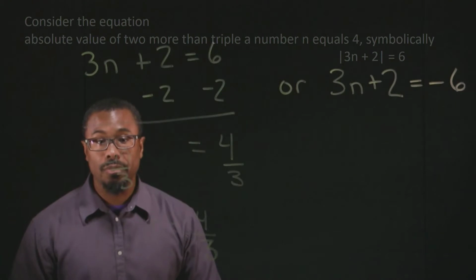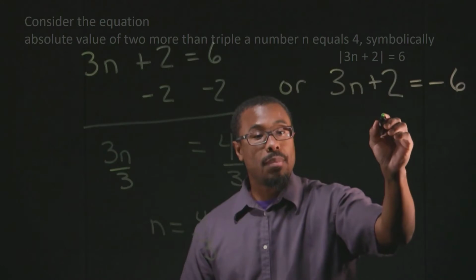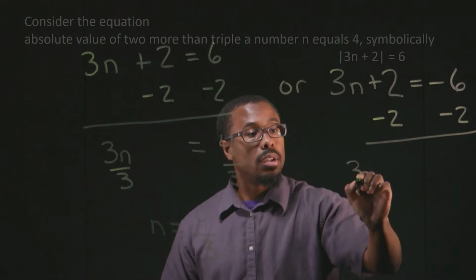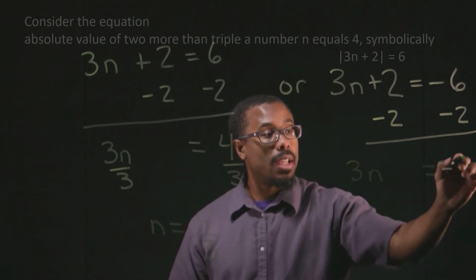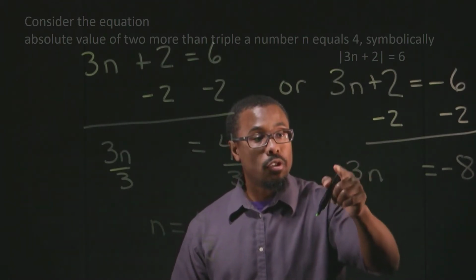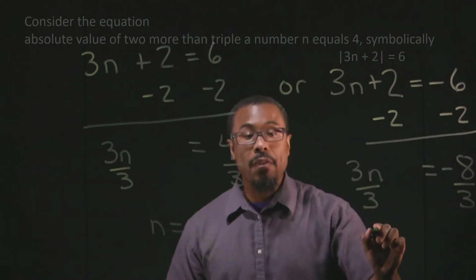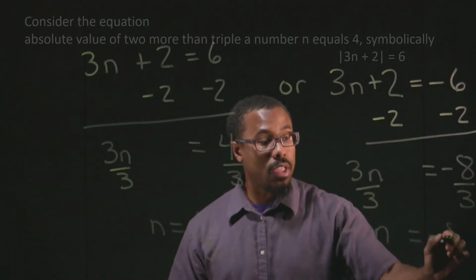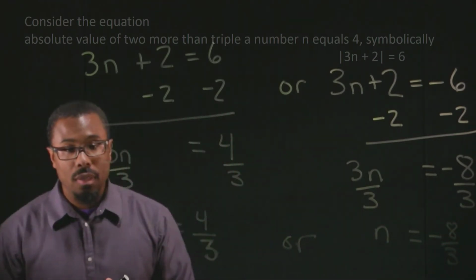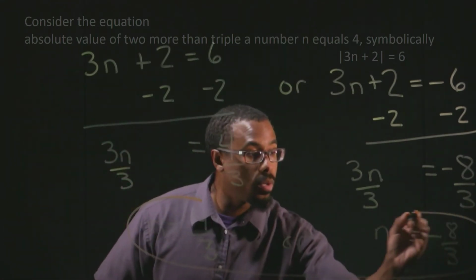Or we say 2 more than triple a number is negative 6. Getting back to the number, we subtract 2. Triple a number is negative 8. In order to find this number, the inverse of tripling is to divide by 3, and we have n equals negative 8/3. So I'm going to put my or here. Thus, in this case, n equals 4/3 or n equals negative 8/3.